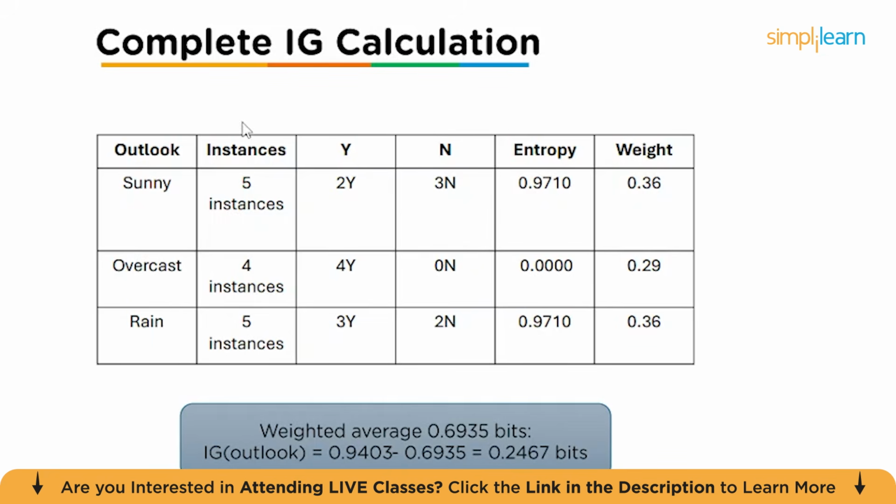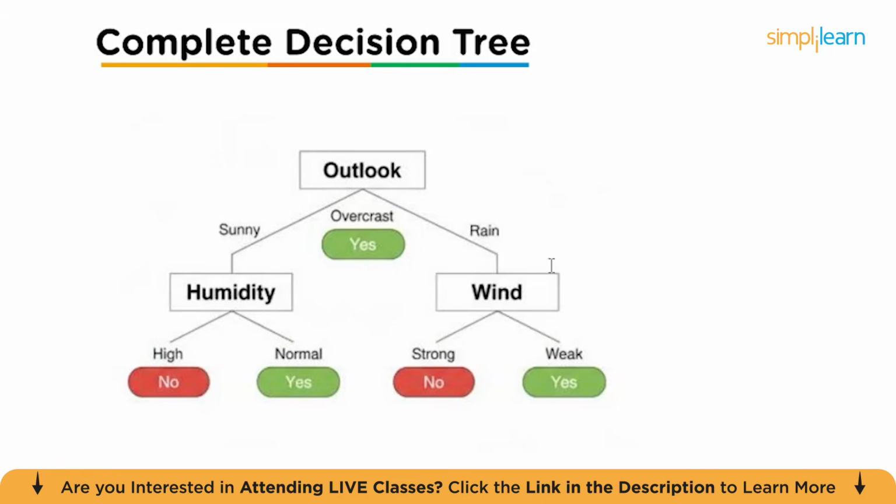So now that's outlook, and then we have 5 instances, 2 yes, 3 no's. That brings entropy level 0.97. I get this much change in weight. Overcast, that much change. Rain, I have that much change. So overcast, I have 4 instances, all belonging to yes. So entropy is 0. 0 entropy means I have a pure node. 1 entropy means completely impure node. That's how a tree will look. So outlook, sunny, humidity, high, normal. Then wind, strong and weak, and the overcast condition.